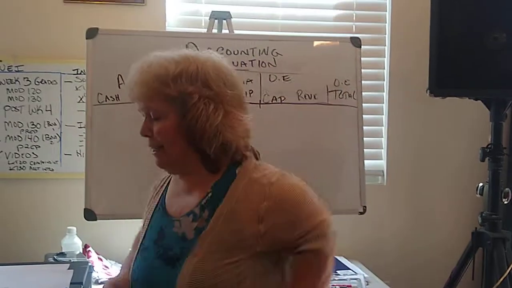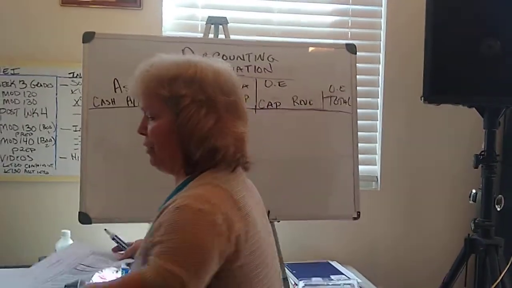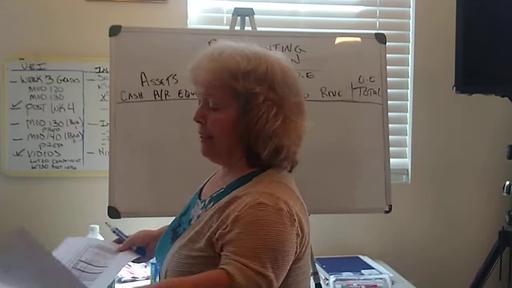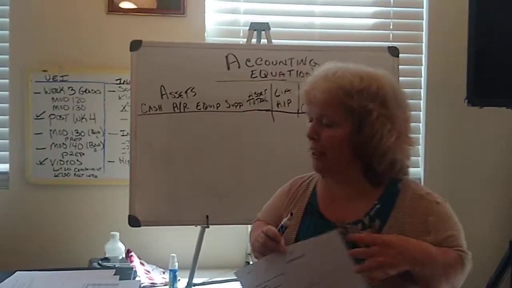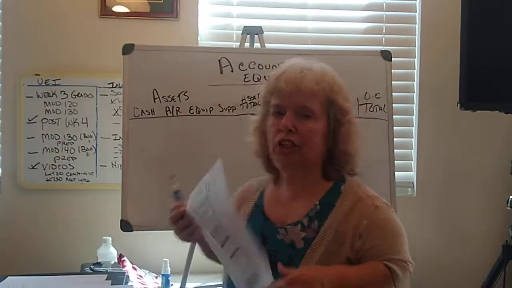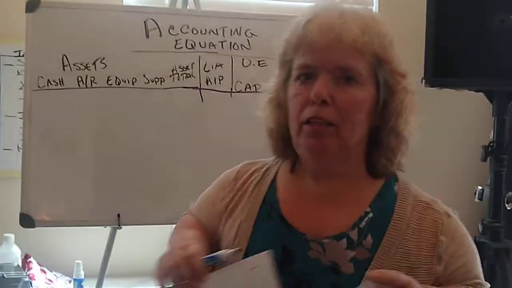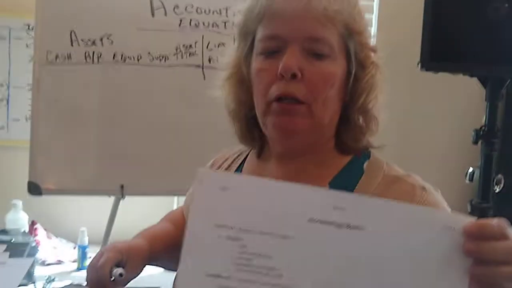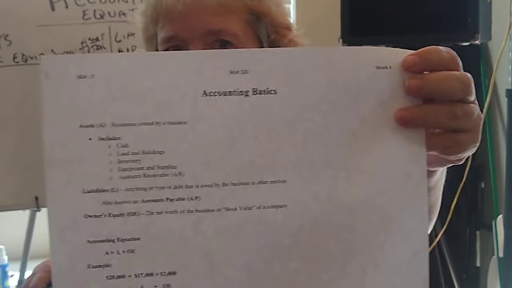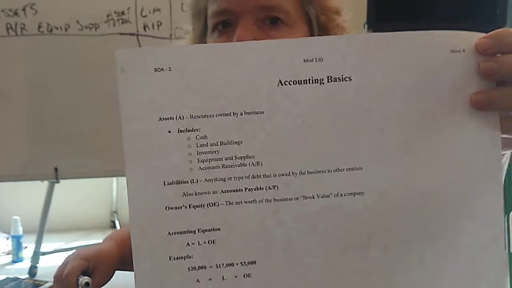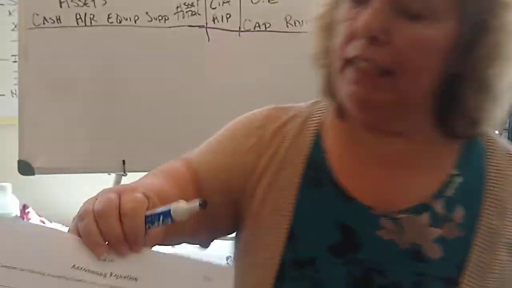Okay guys, we're back. Yesterday we went over the accounting basics. This is a sheet that is actually on the website, carolsclass.com under BOA 2, week 4, the accounting basics. So go ahead and pull that sheet up, print it if you can, or at least look at it on your phone. And then the accounting equation, the practice.